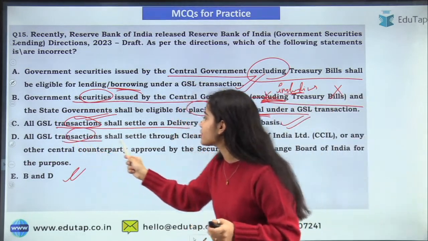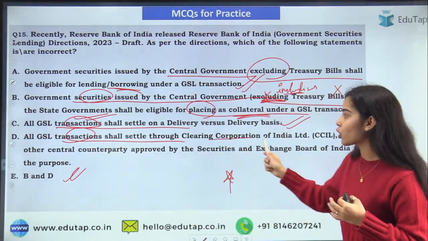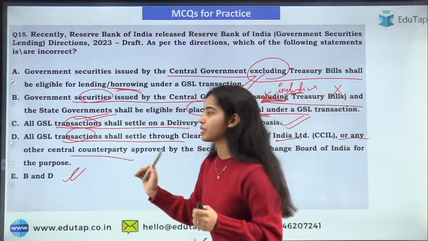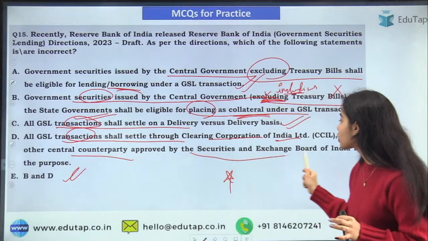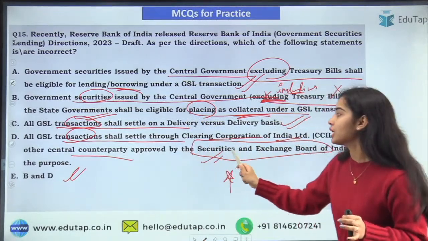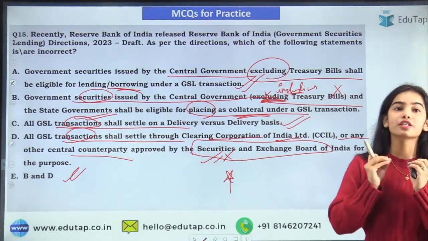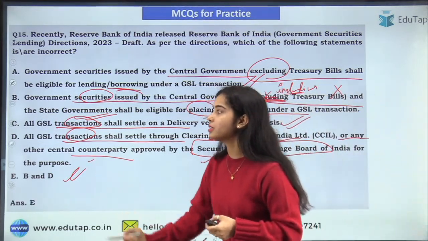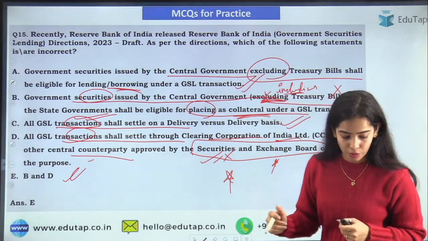All GSL transactions shall settle through the Clearing Corporation of India, or any other central counterparty. That is correct. But here, approved by the Securities and Exchange Board of India is written. This is wrong; it should be approved by the Reserve Bank of India. That should be the correct statement. So that's why E is the right answer, because statements B and D are wrong. Okay.